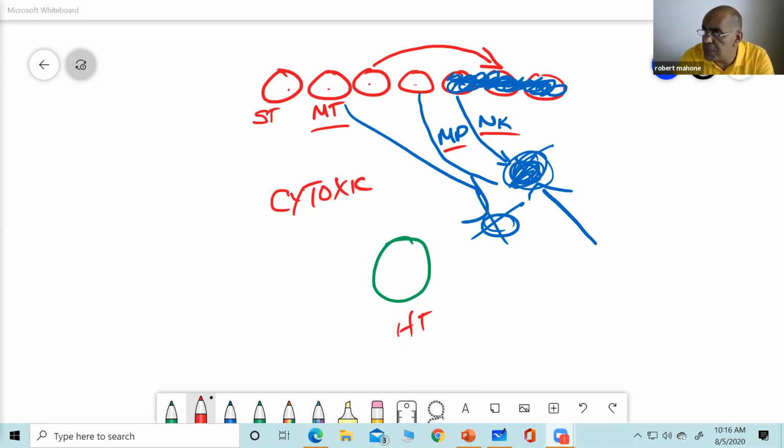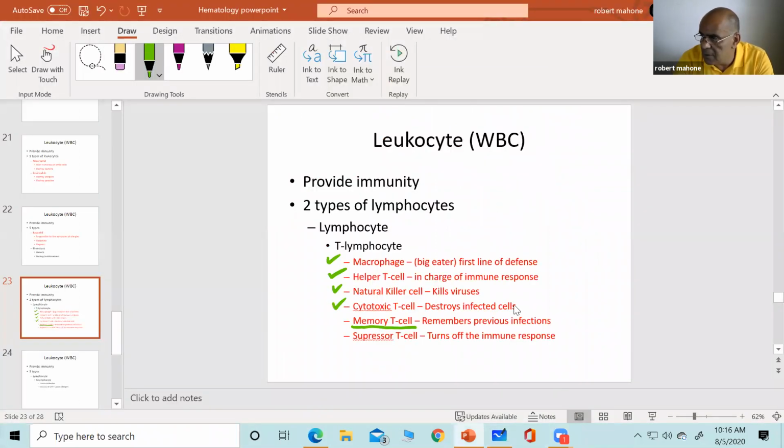All right, so our cytotoxic T cell destroyed all the infected cells, the memory T cell remembers the infection if we ever get it again, and then the suppressor T cell turns off the immune system and sends everything back to normal. And that's them listed right here. All right. So that's how we fight off viruses. Helper T cell activates the macrophages and natural killers to destroy the virus itself, activates the cytotoxic cells to destroy the infected cells, the memory cell to remember the infection, and then the suppressor T cell to turn everything off and go back to normal again.